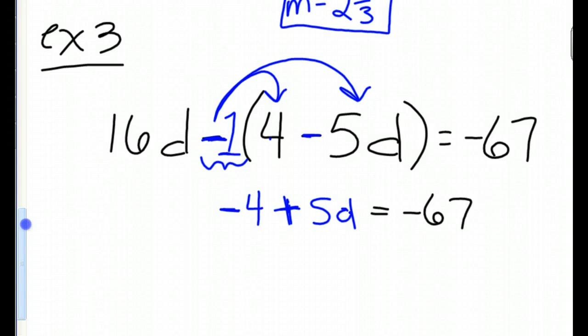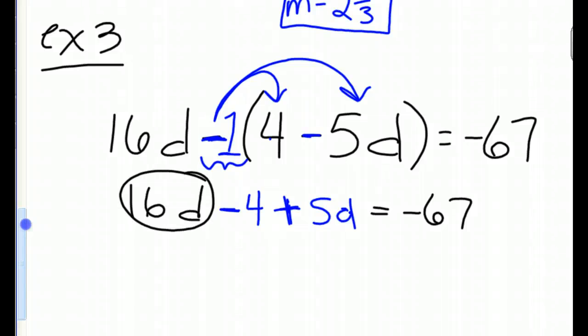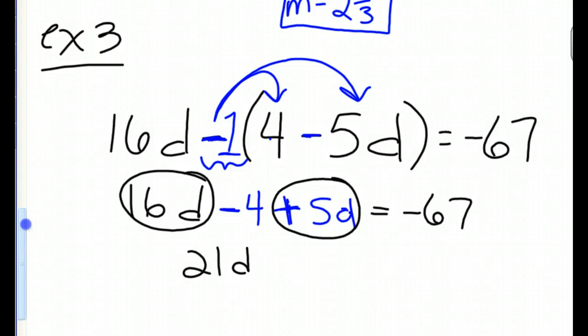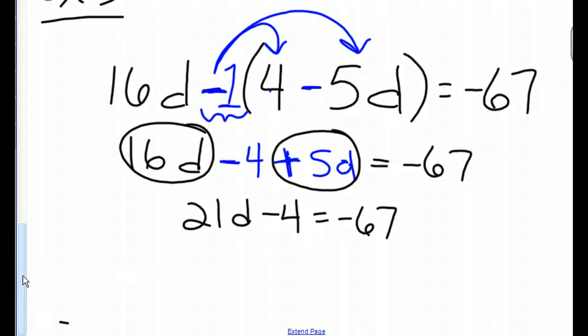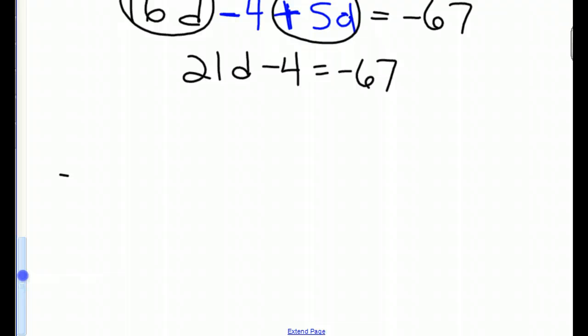Equals -67, and this is 16d. Now we combine like terms, so we combine 16D and 5D, and we get 21D minus 4 equals negative 67. So now we yet again have a two-step equation. So what do we do? We plus 4 to both sides.